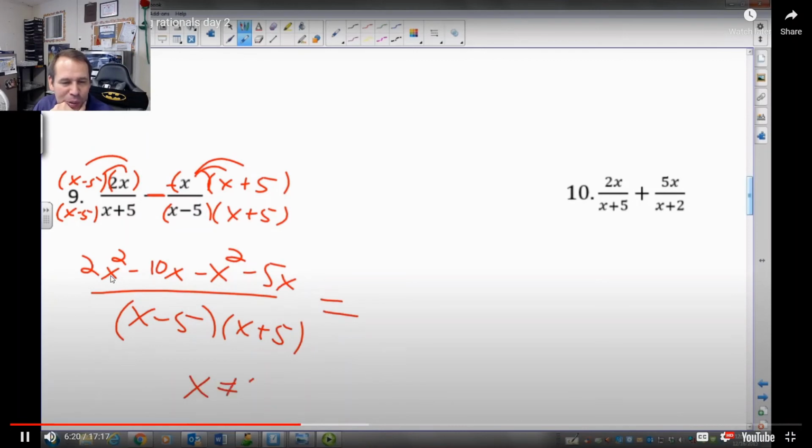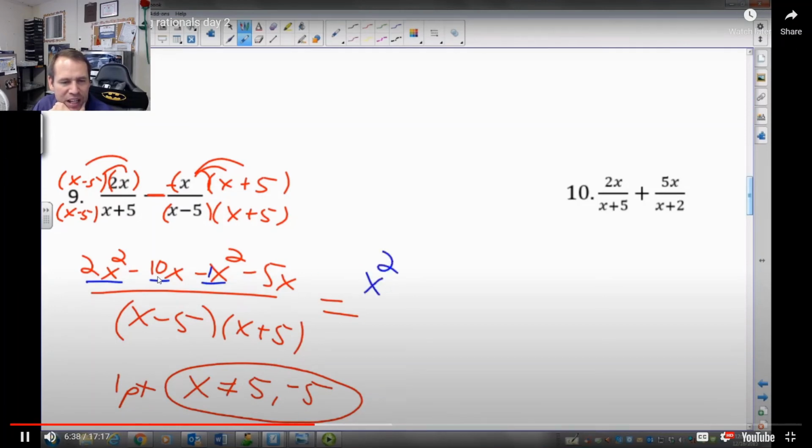And we have 2x squared. Write your exclusions. Remember, it's the opposite sign. A positive 5 would make this 0 on the bottom, so that's an exclusion. A negative 5 plus 5 would make it 0 on the bottom. That's our exclusions. 2x squared minus x squared is just x squared, and a negative 10x with a negative 5x is a negative 15x. All divided by x minus 5 times x plus 5.